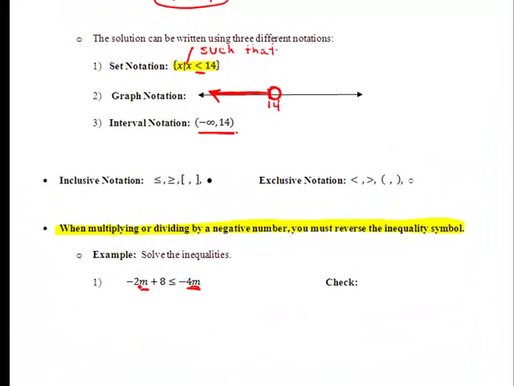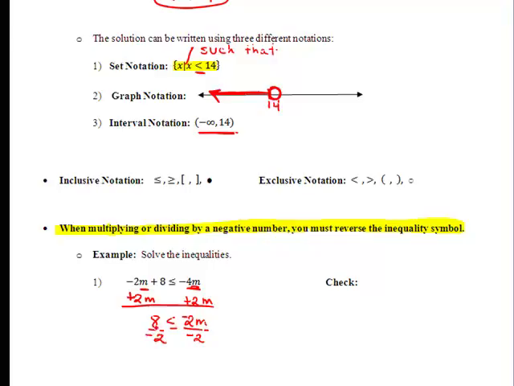Our first step will be to move one of our m's to the other side so that we can at least get the m's on one side. So I'm going to take this negative 2m and move it to the right-hand side by adding it to both sides. That'll leave me with 8 is less than or equal to negative 4m plus 2m, which is negative 2m. Now, in order to isolate my m, I will divide by a negative 2.